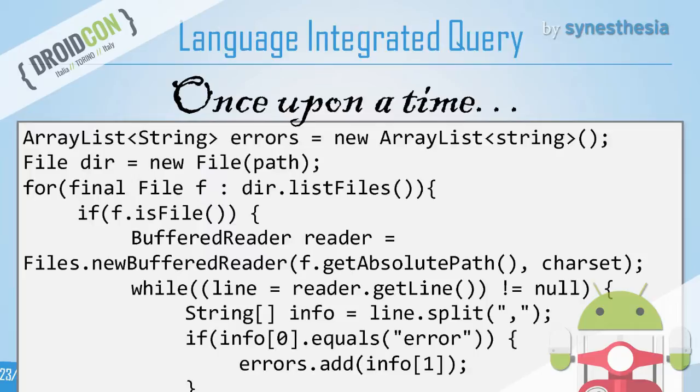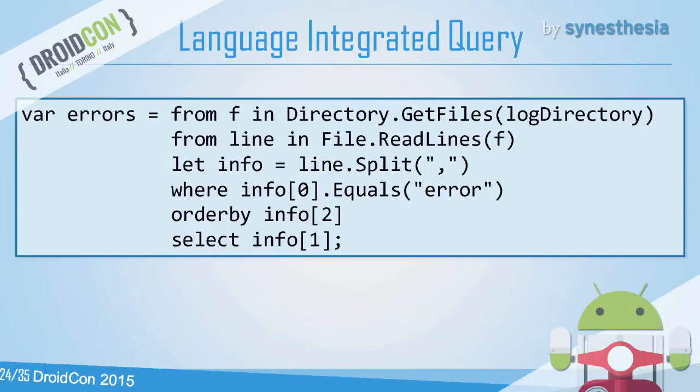domain-specific language that allows you to express queries in the language. And as you can see, it will be very short. So you get errors and, well, you access the files in a directory, first of all. Then you access the lines of each file of the directory. Then you split the line. Easy. You select only the lines that contain an error. You sort them. No problem there. And you select the information, actually.